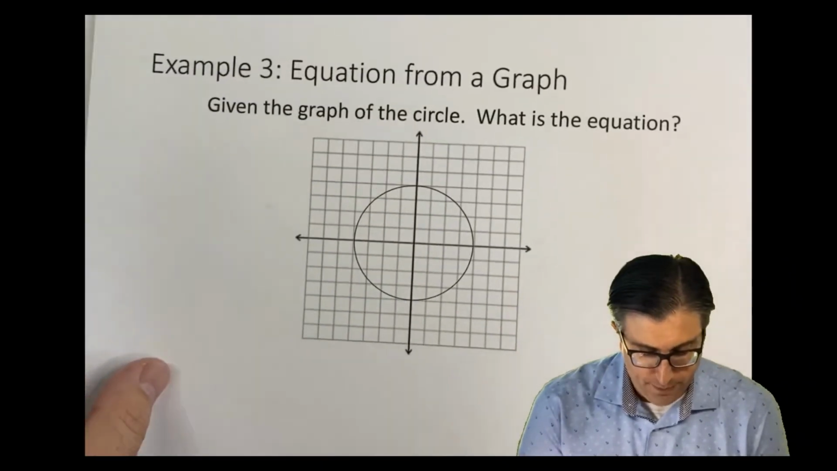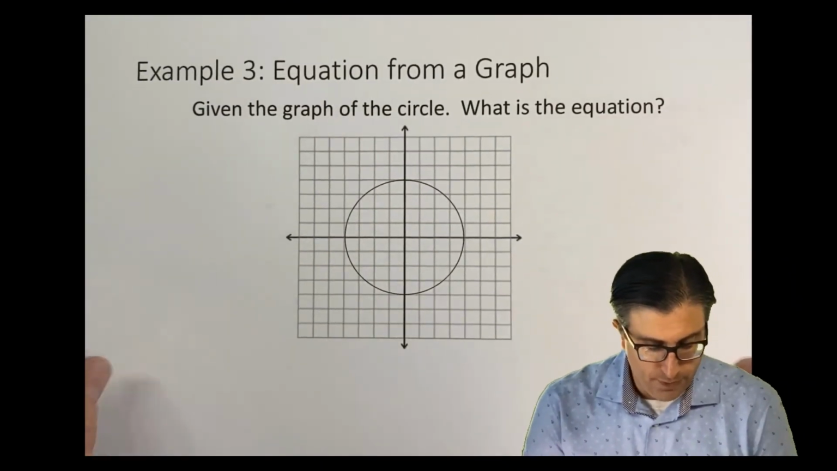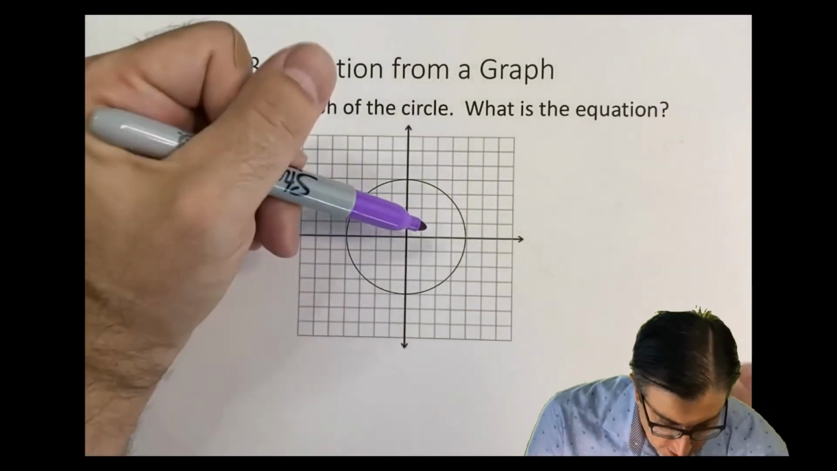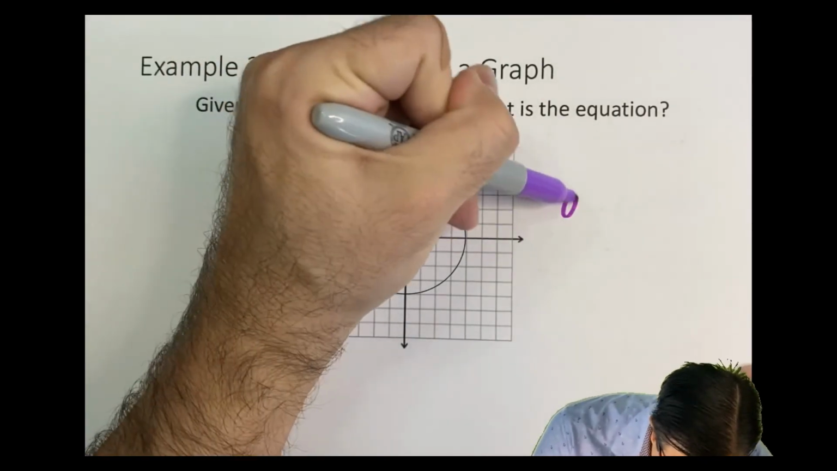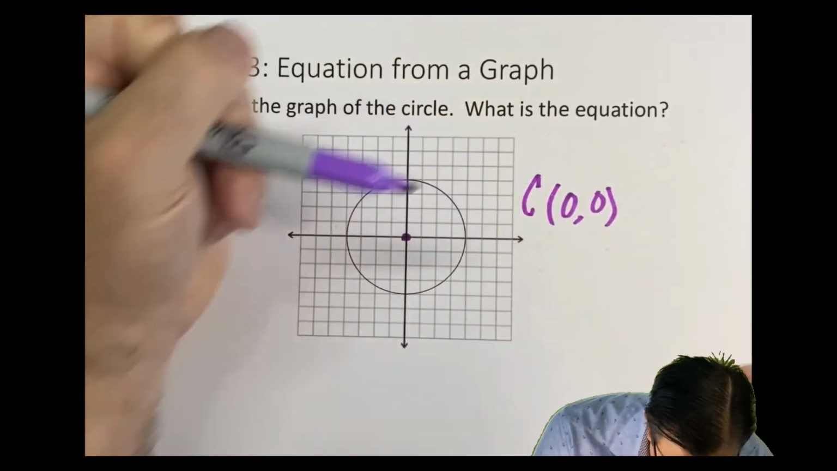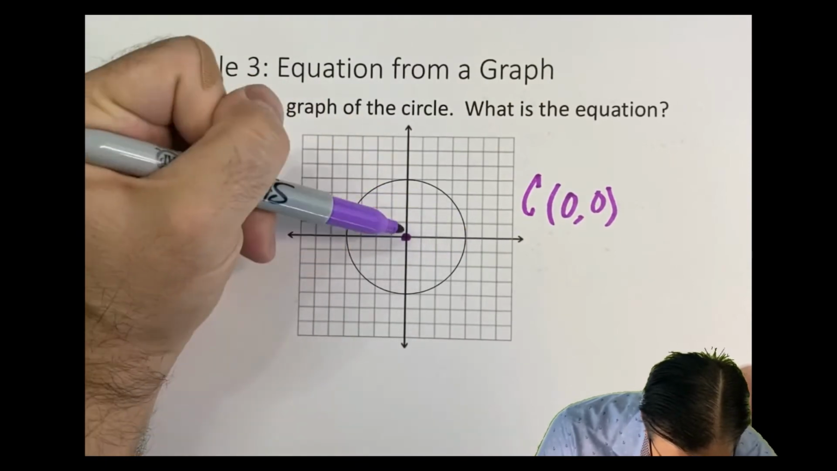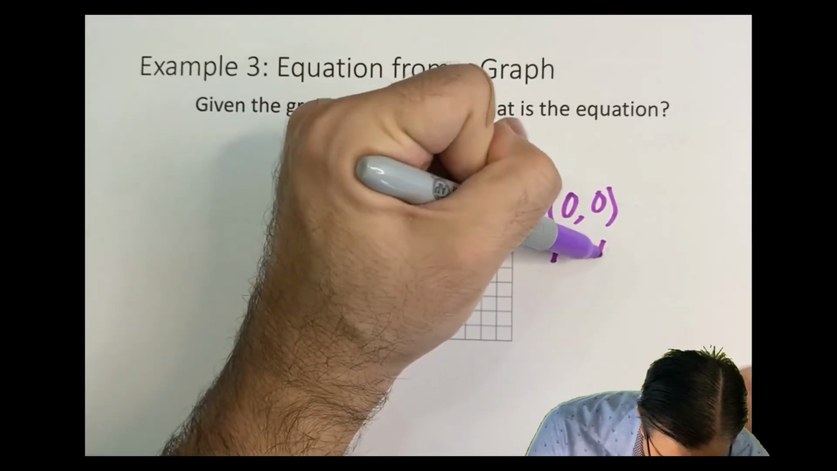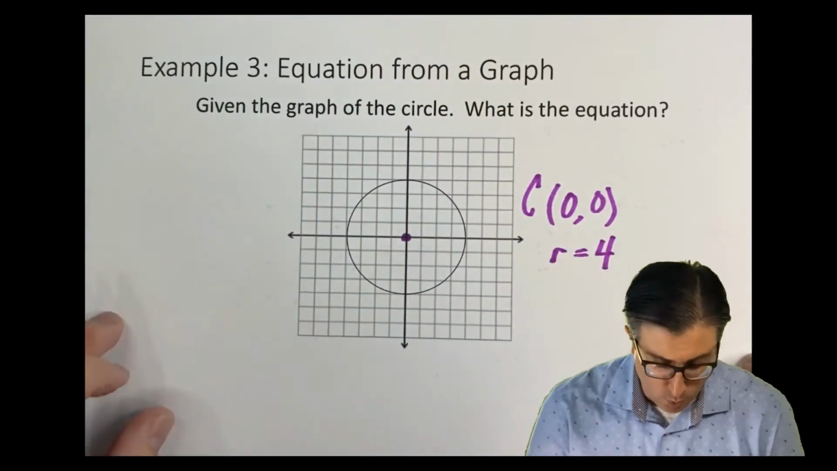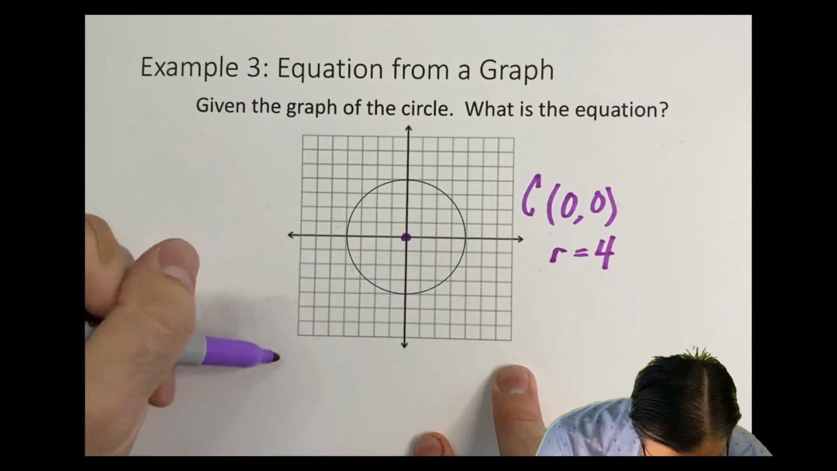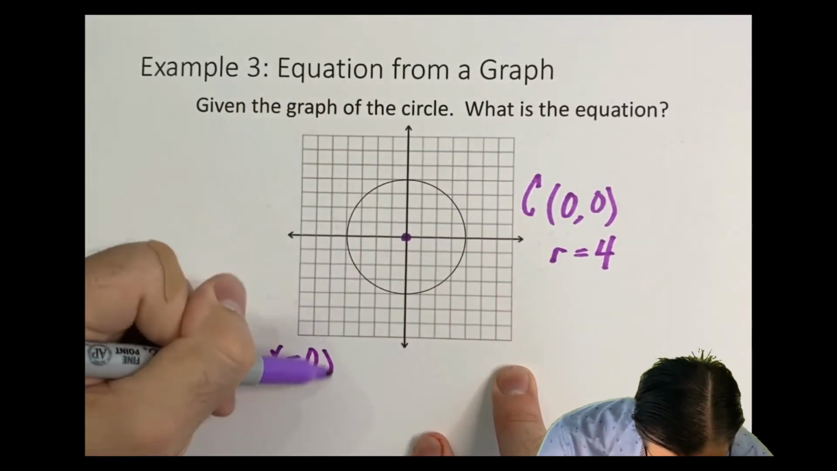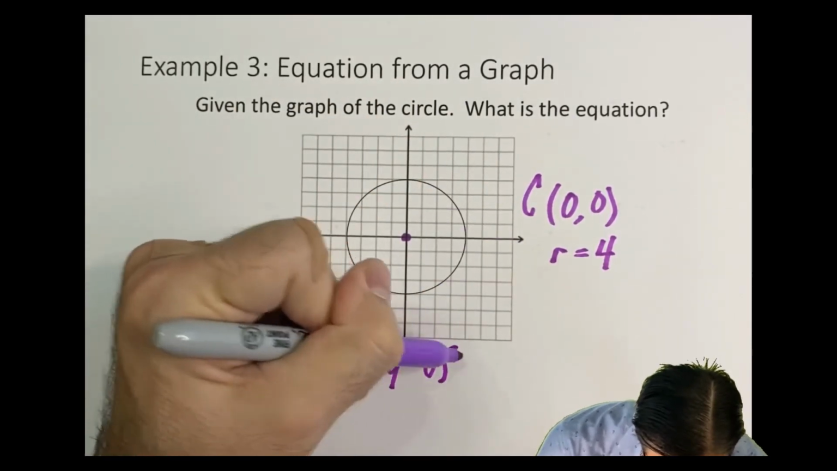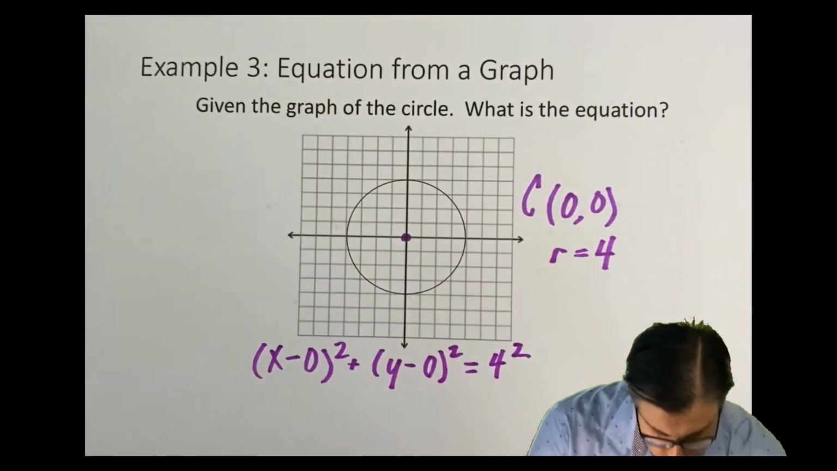Now example 3 already gives me the graph of a circle, so I need to find out two things. I need to know the center and I need to know the radius. Well, the center looks like it's right here at 0, 0. That's the center. And the radius is 1, 2, 3, 4, or I could have gone up 4, left 4, down 4, but either way the radius is 4. Well, let's make an equation out of that. (X minus 0) squared plus (y minus 0) squared equals r squared.